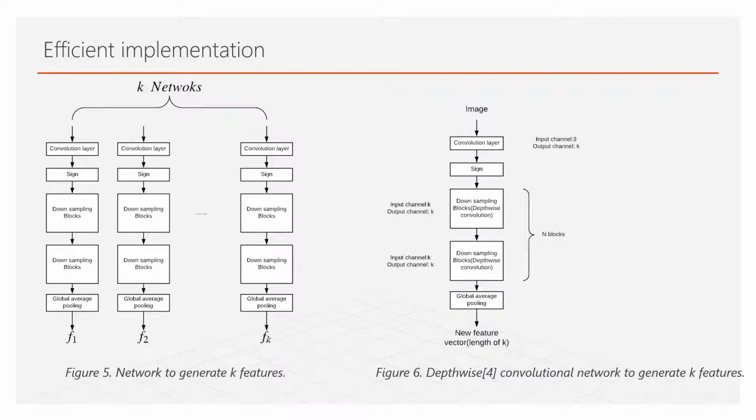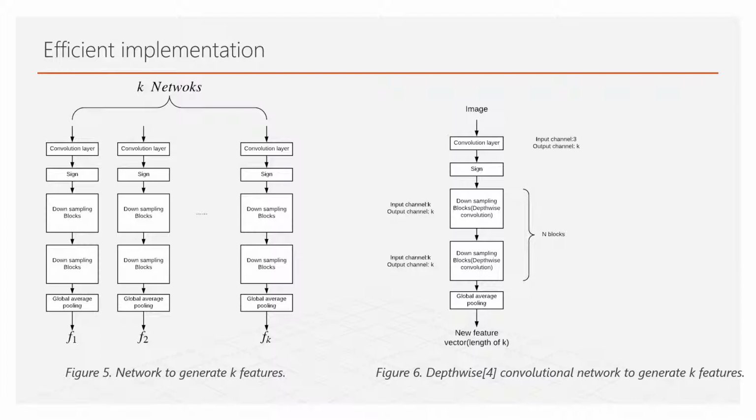If we want to generate a lot of features for an image, what should we do? In theory, we have to use K networks to generate K features. In each network, the number of filters is 1. Why we do that is because we hope the final features are independent of each other.